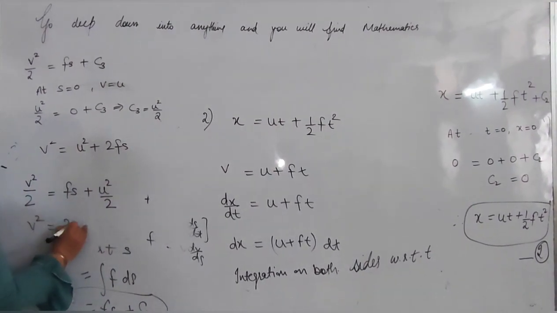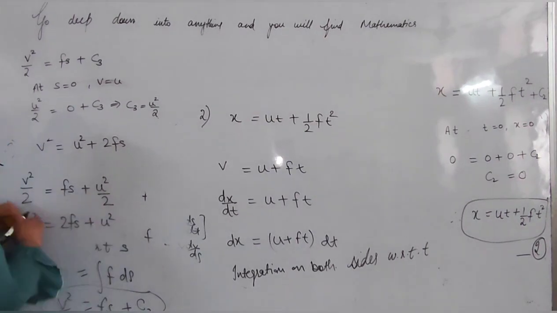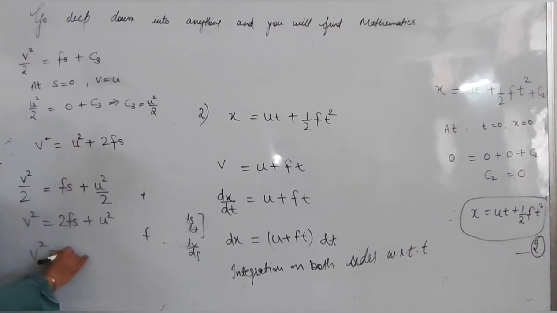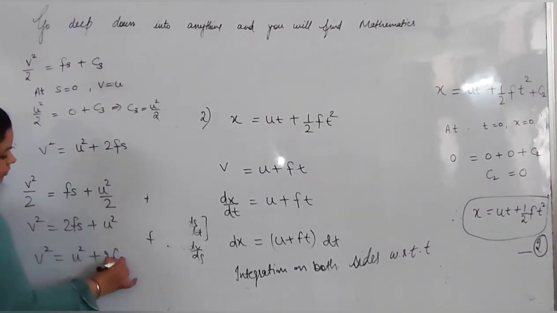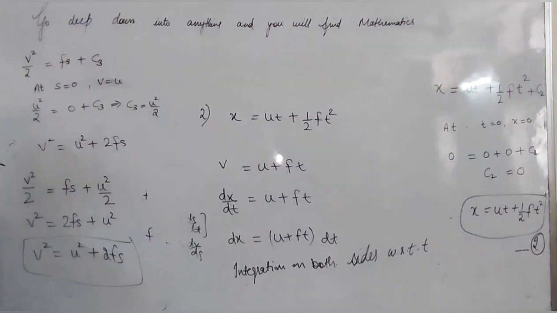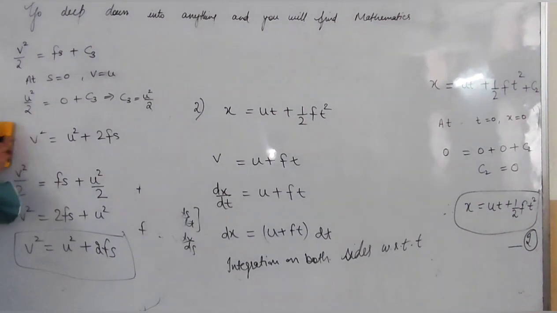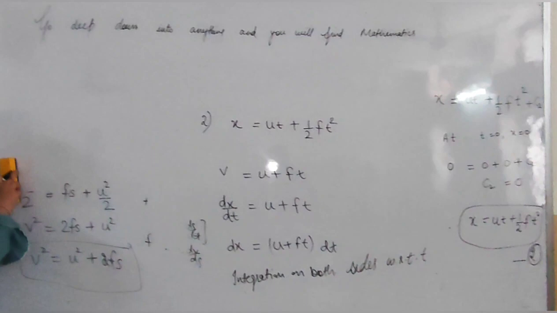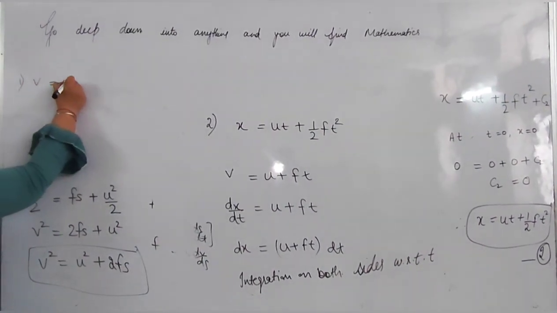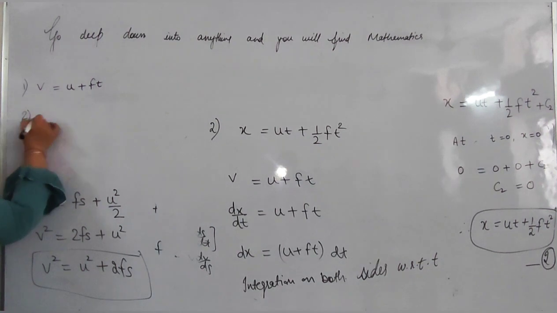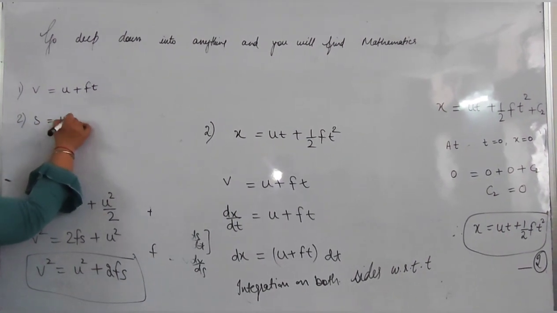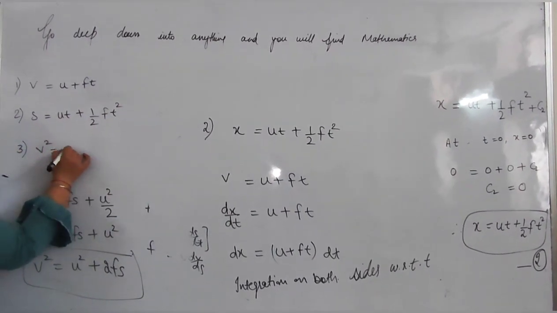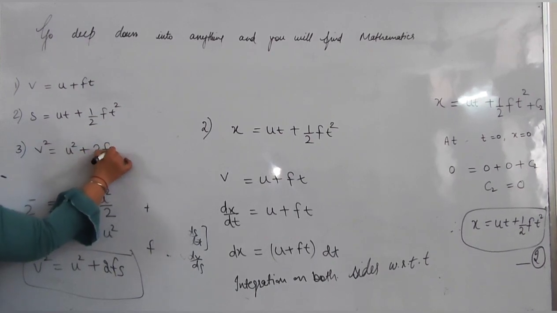Now we have our third result, which is v square is equal to u square plus 2fs. So we have proved till now all our three results. Let us again write these three results. First one is v is equal to u plus ft. Second is s is equal to ut plus half ft square. And the third result is v square is equal to u square plus 2fs.